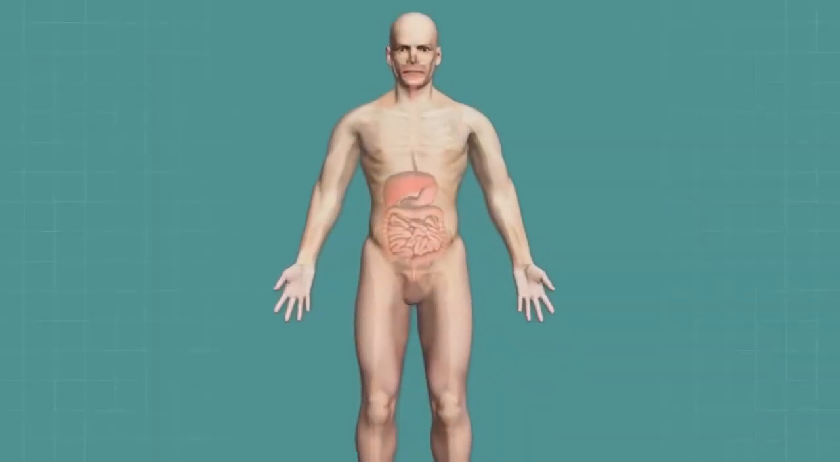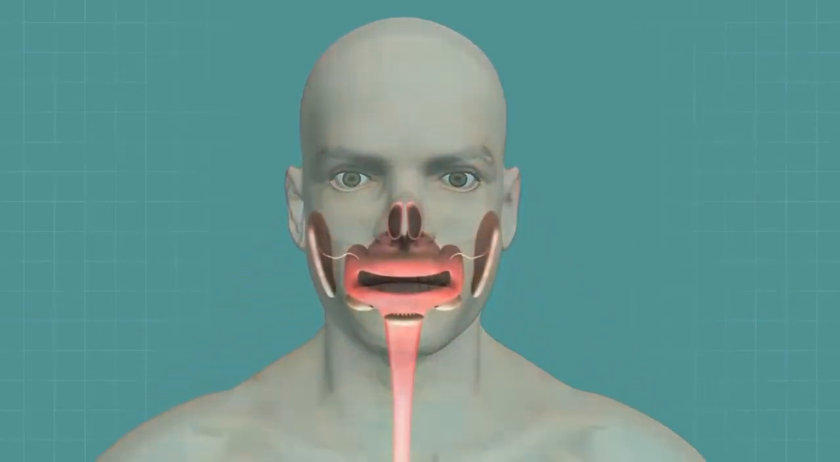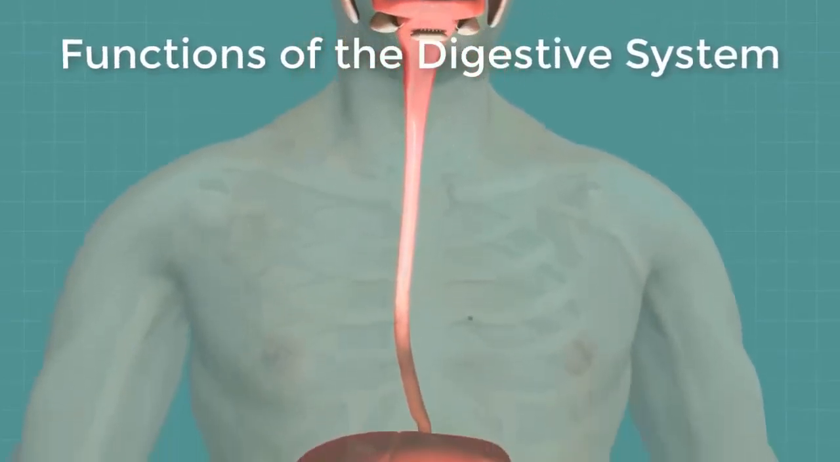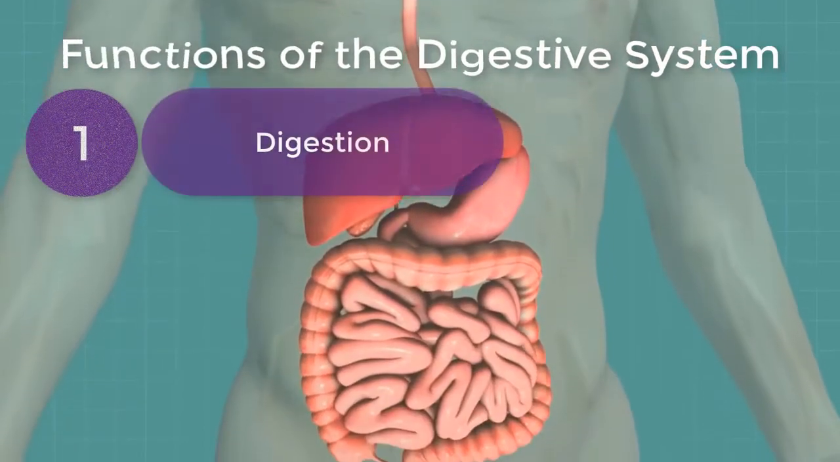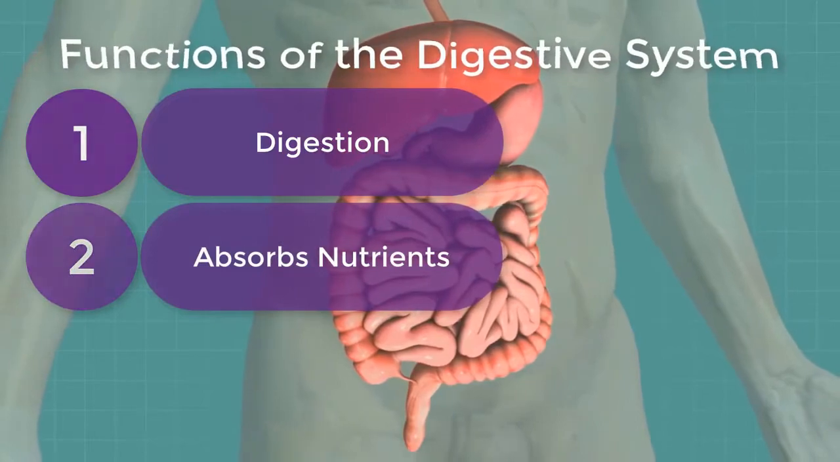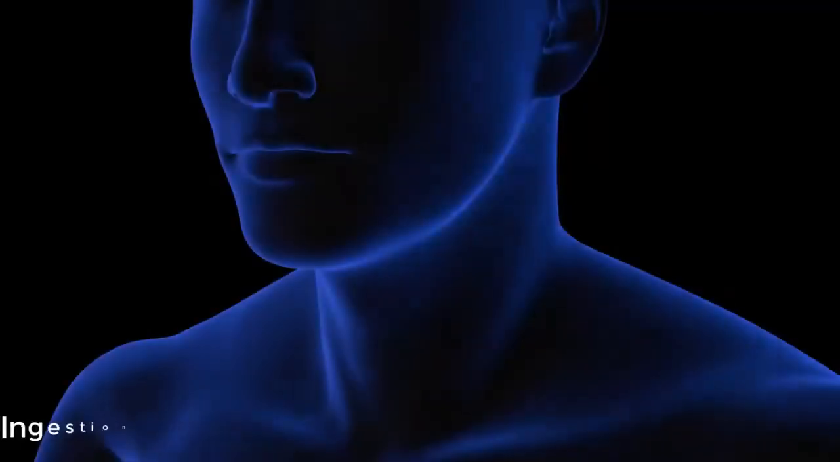The digestive system, or GI tract, is a long tube through which food passes. The digestive system has 3 functions related to food and its consumption. The GI tract functions for food digestion, absorbs nutrients from the small intestine, and eliminates waste. These are the functions on which it is based.